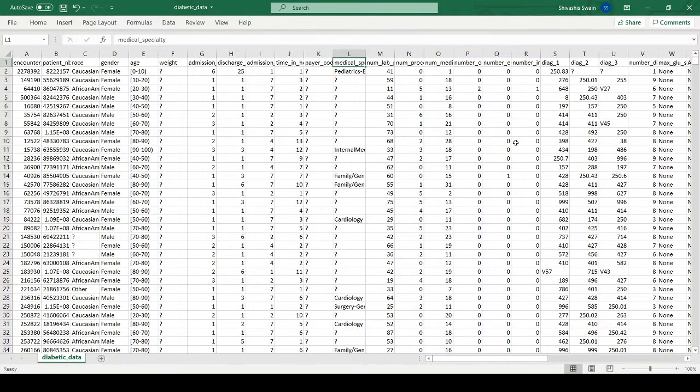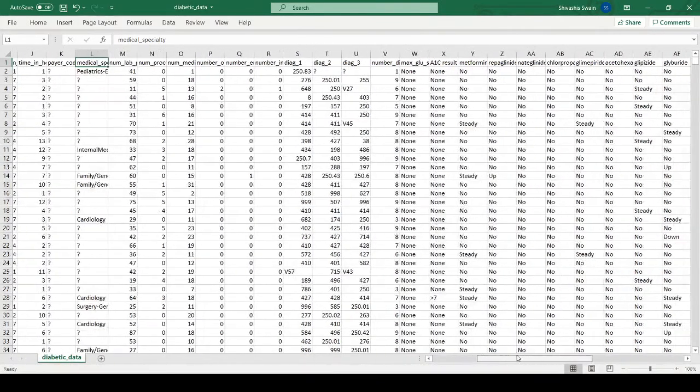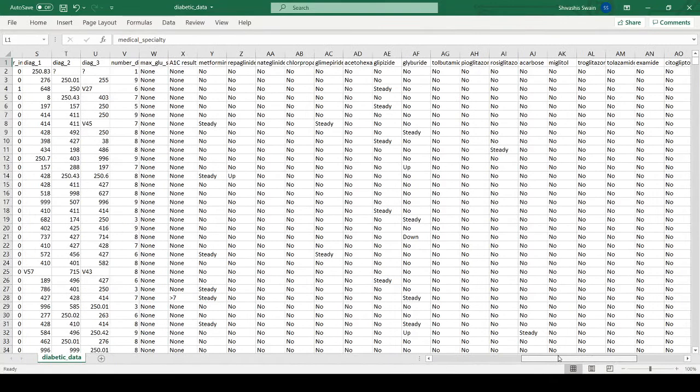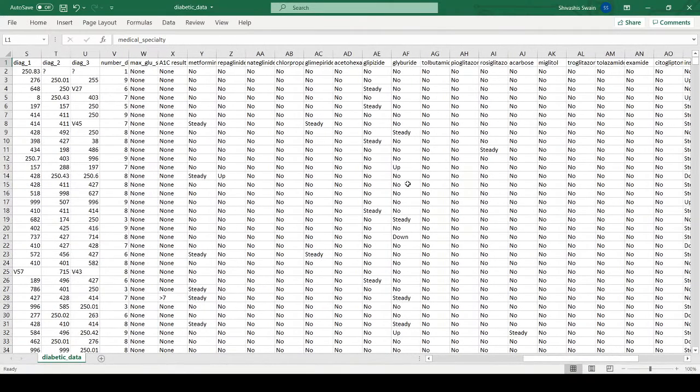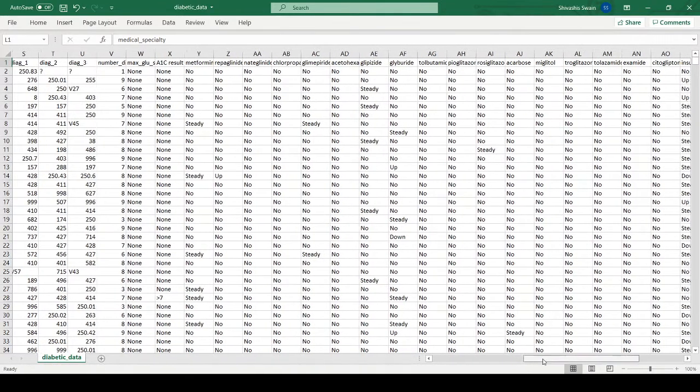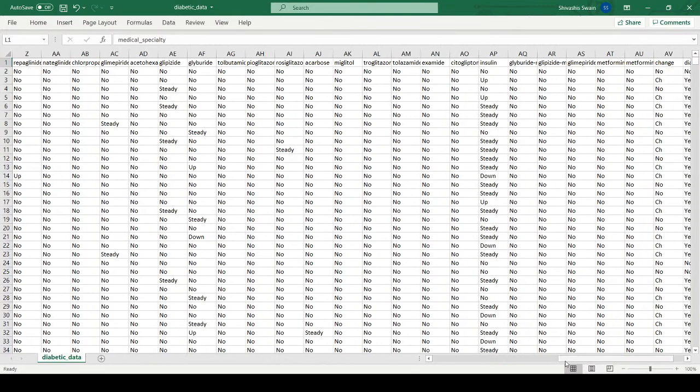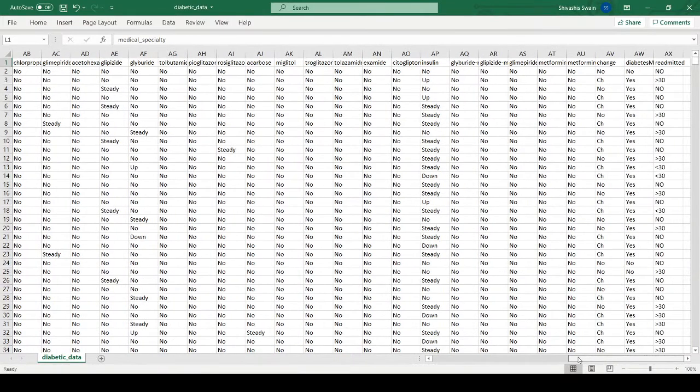All right. And also, a lot of these are categorical values, like no, steady, no, down. We'll see what we can do with all this data.